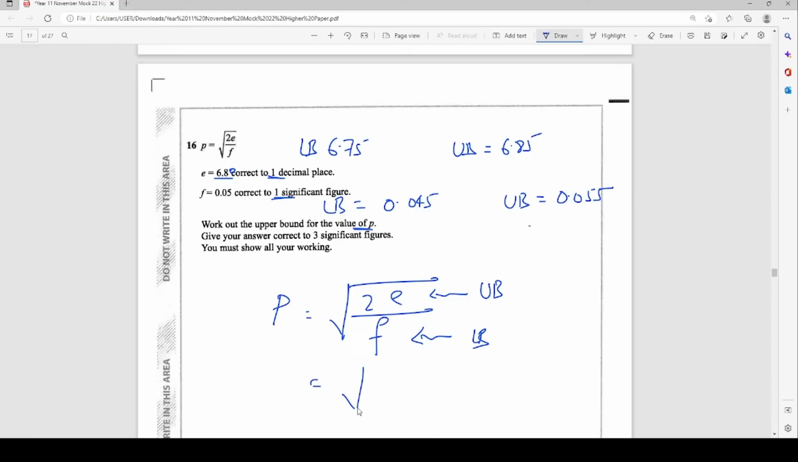So I will put it in my calculator. So 2E over F. Why am I writing it again? So you will have 2 times E, which is going to be 6.75. That's the lower bound. Yeah, I'm just making mistakes. Sorry about that. So you will take 6.85, the upper bound, and the lower bound that you will take is 0.045. So you just use your calculator. I'm just going to use my TI Inspire now.